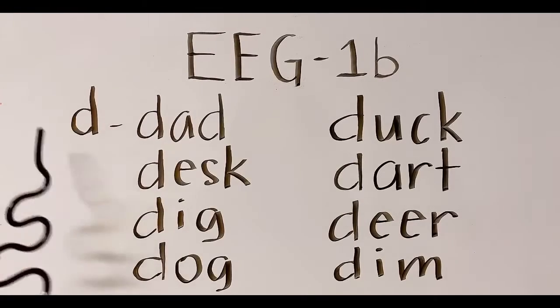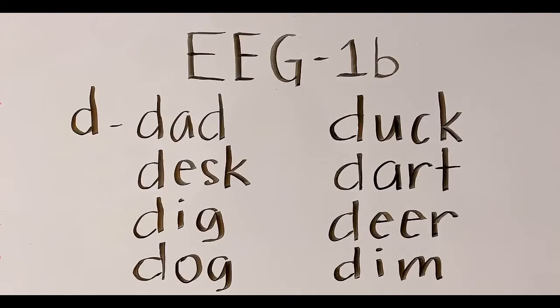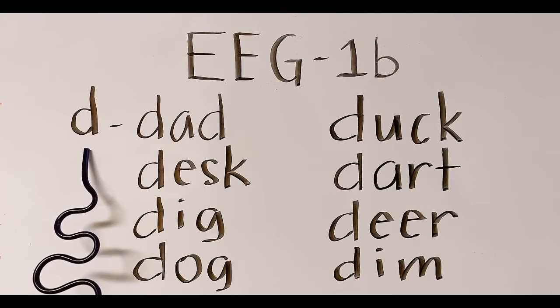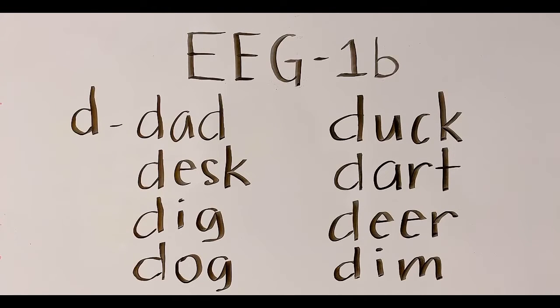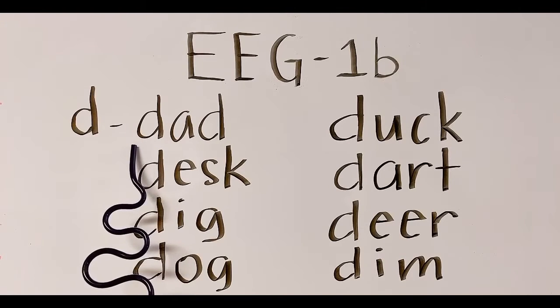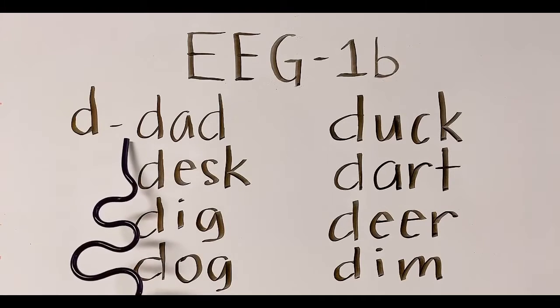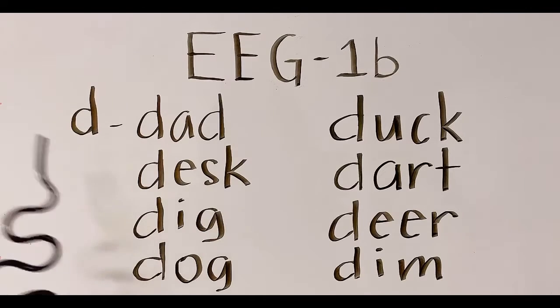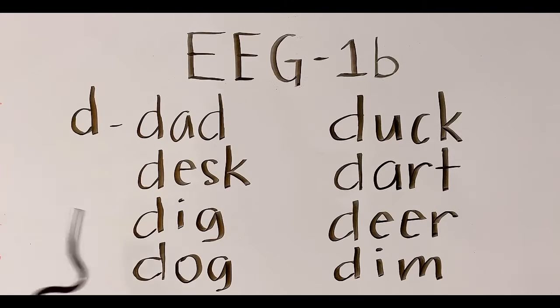Now let's go to the letter D. Okay, the sound is D. Okay, now let's read the words. Dad. Okay, next. Desk. Okay, next one. Dig. Okay, next. Dog.